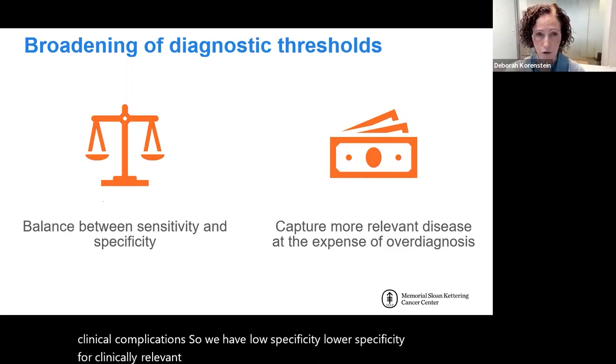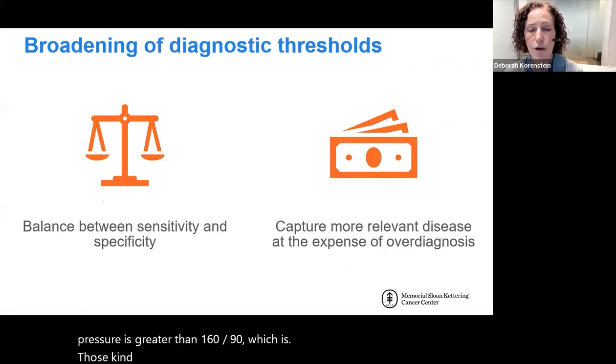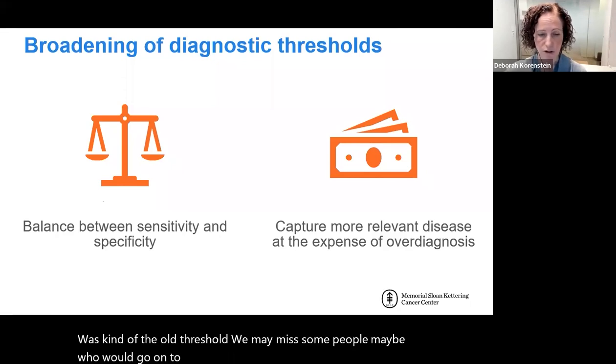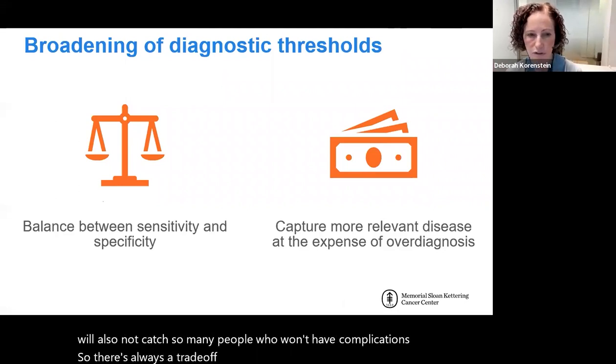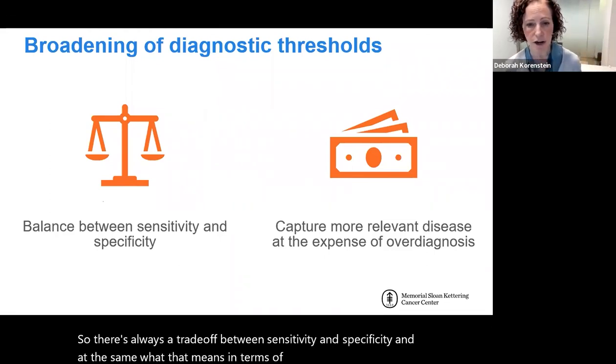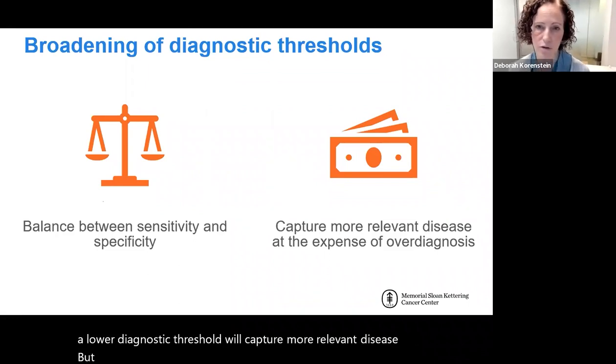If we have a higher threshold, let's say we only call something hypertension if the blood pressure is greater than 160 over 90, which was kind of the old threshold, we may miss some people, maybe, who would go on to have complications of hypertension, but we will also not catch so many people who won't have complications. So there's always a trade-off between sensitivity and specificity. And what that means in terms of overdiagnosis is that a lower diagnostic threshold will capture more relevant disease, but it's at the expense of overdiagnosis and then possible overtreatment and harm from that overtreatment.